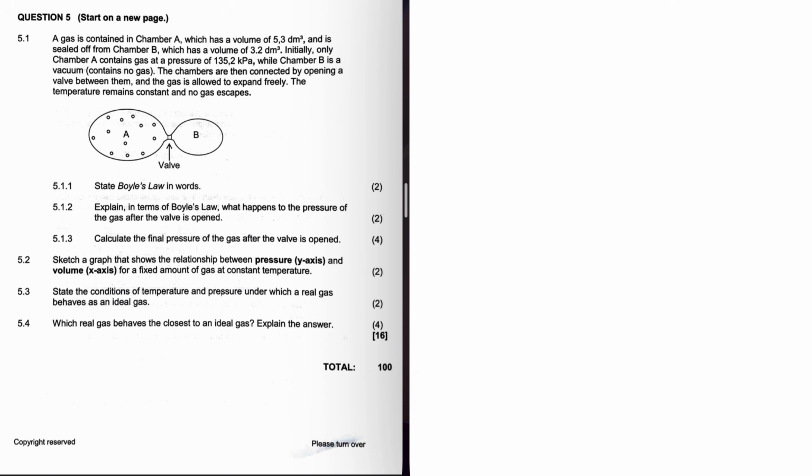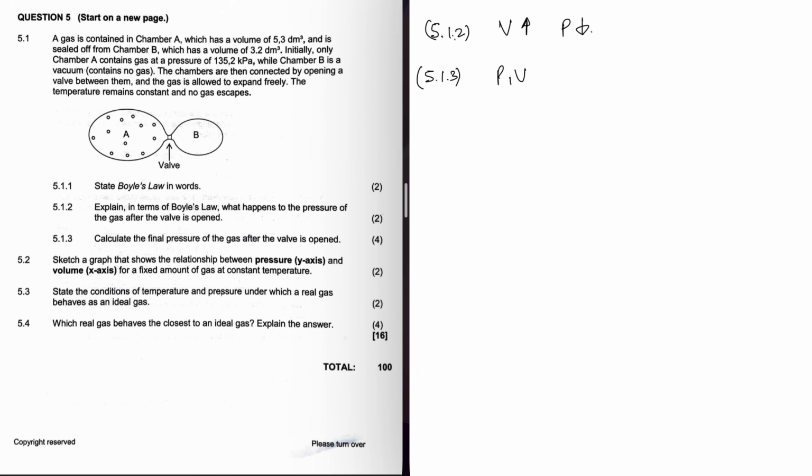So question 5.1.2, explain in terms of Boyle's law what happens to the pressure of the gas after the valve is opened. So when you open the valve, the volume that the gas can occupy increases, right? And we know that according to Boyle's law, pressure and volume are inversely proportional. So if the volume increased, the pressure will decrease. Question 5.1.3. Calculate the final pressure of the gas after the valve is opened.